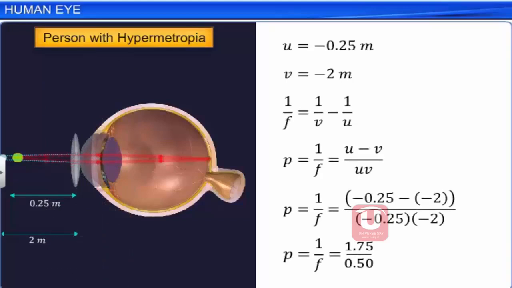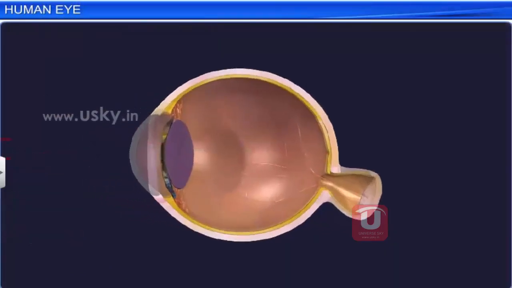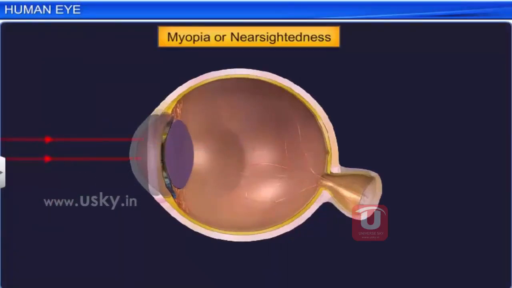Another commonly observed eye defect is myopia or nearsightedness. An optical defect in which distant objects appear blurred because their images are focused in front of the retina is called myopia or nearsightedness.